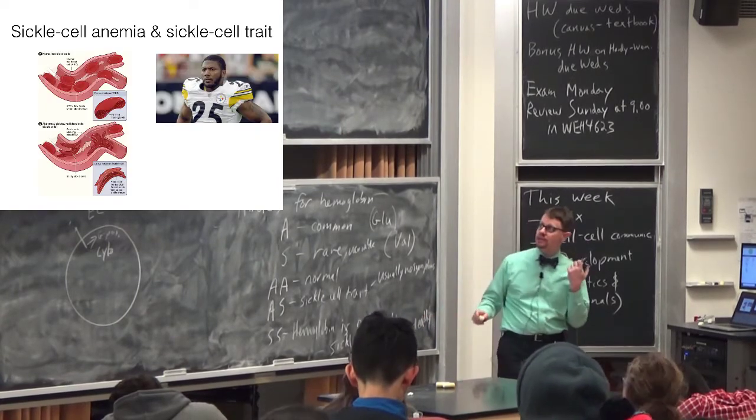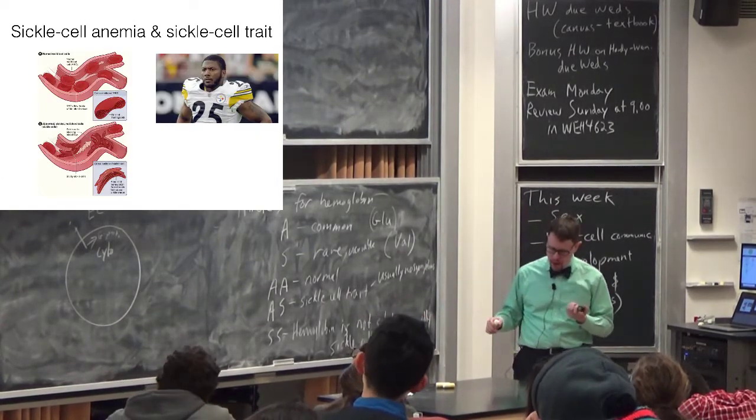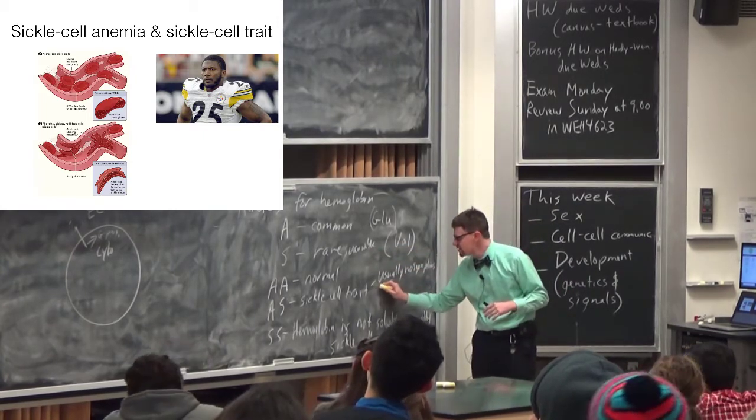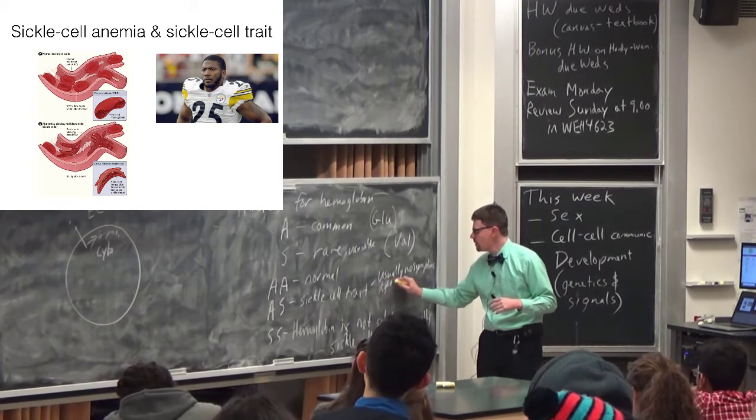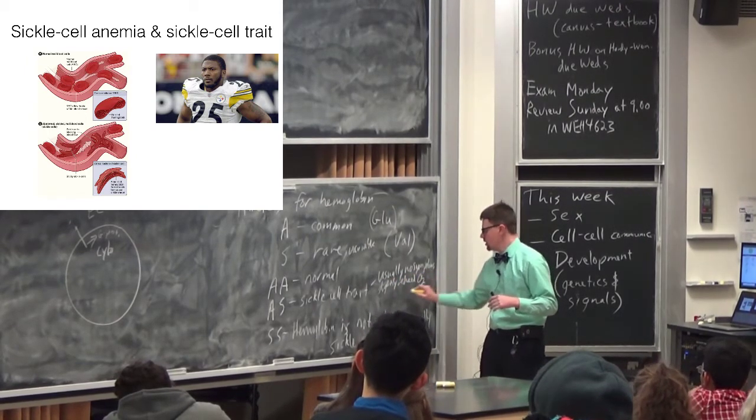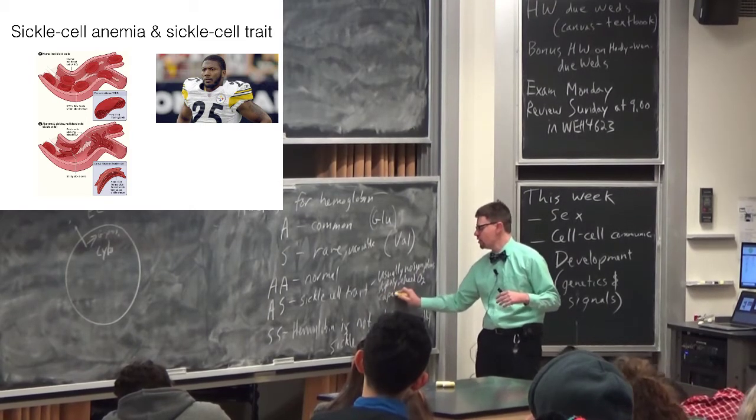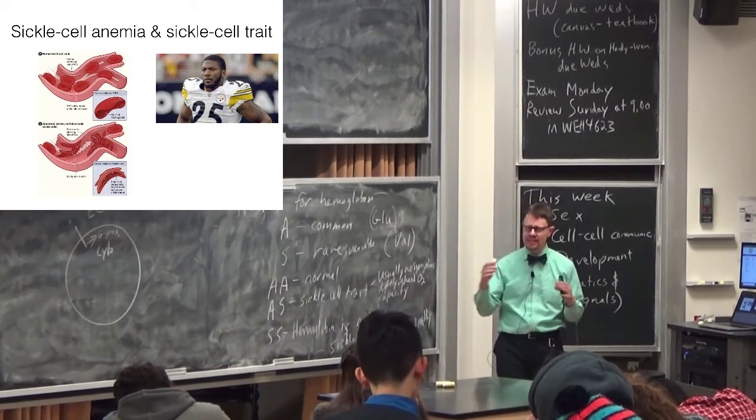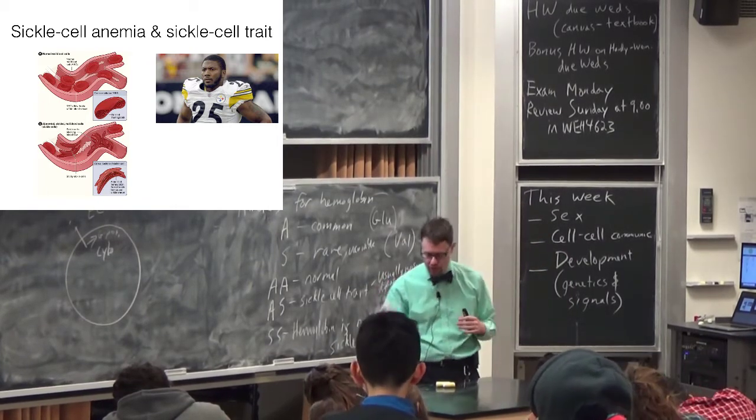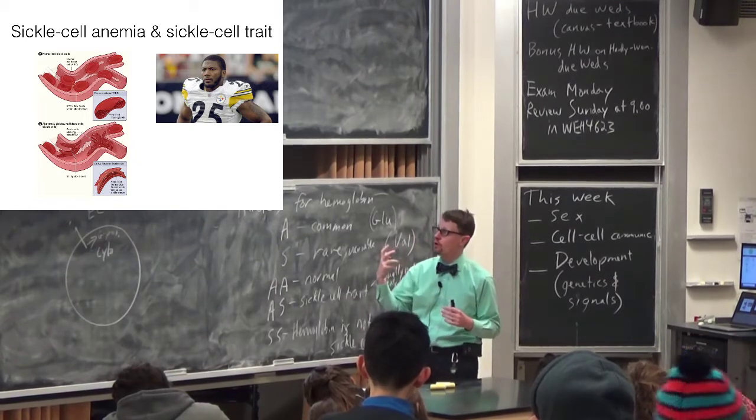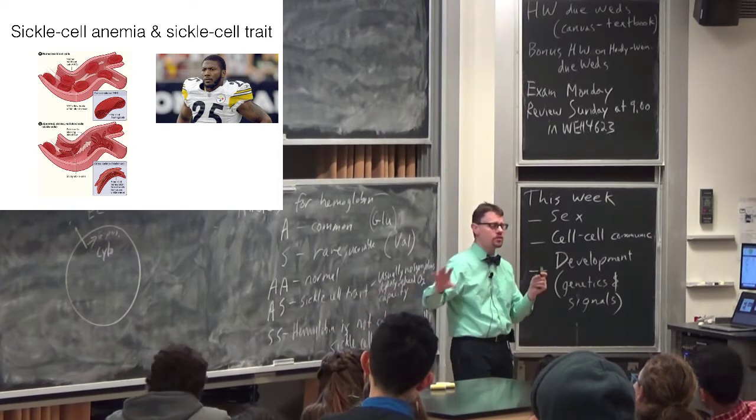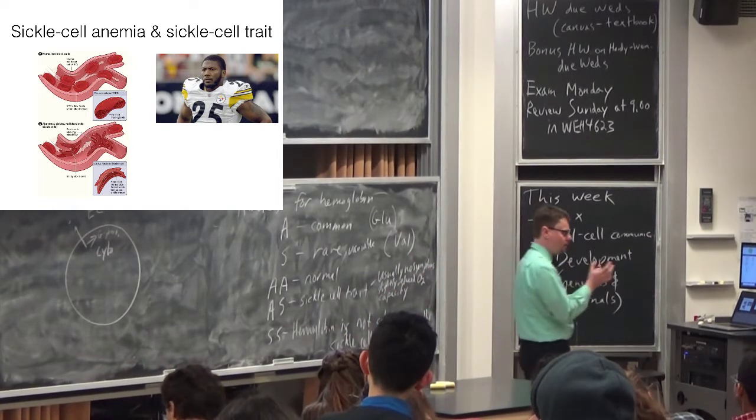But if somebody has sickle cell trait, half of their hemoglobin has this valine in it. So there's a slightly reduced oxygen capacity in your blood, because the hemoglobin, especially under conditions where you're putting your red blood cells under stress, will start to do what sickle cell anemia hemoglobin does all the time, which is clump together.